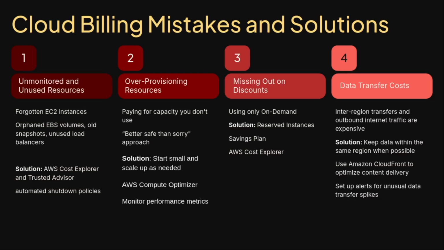Number 4. Data transfer costs. Data transfer is the silent budget killer. It lurks in the shadows of your architecture diagrams, waiting to surprise you on your bill. Inter-region transfers and outbound traffic to the internet aren't free, and they add up very quickly. A single terabyte of data transferred between regions can cost you hundreds of dollars.